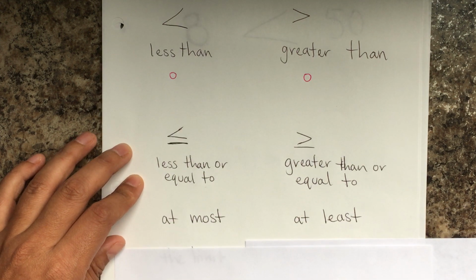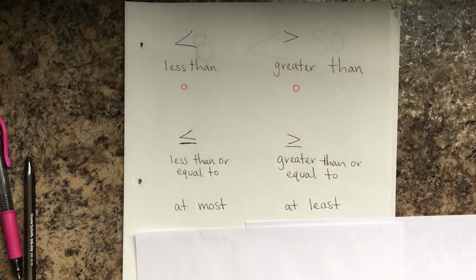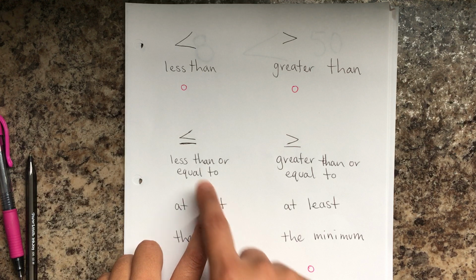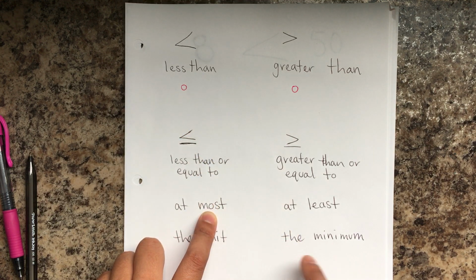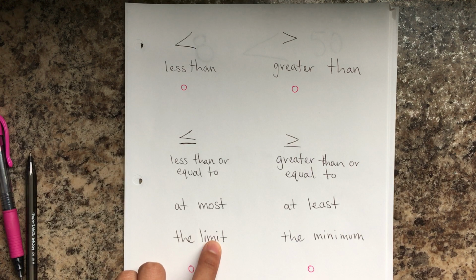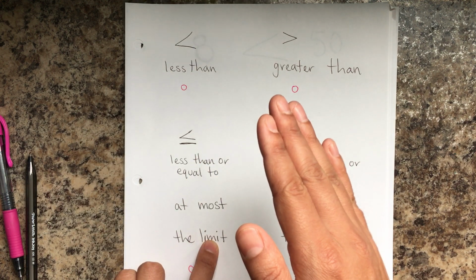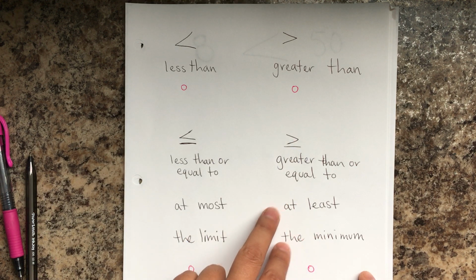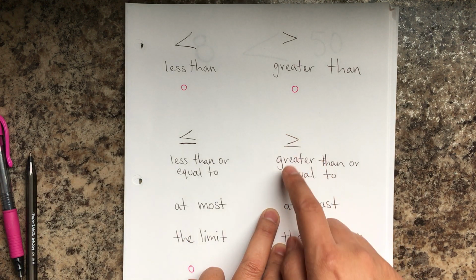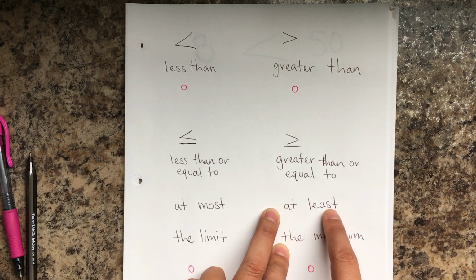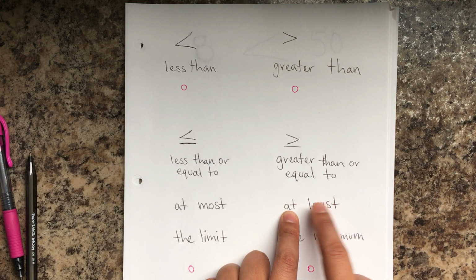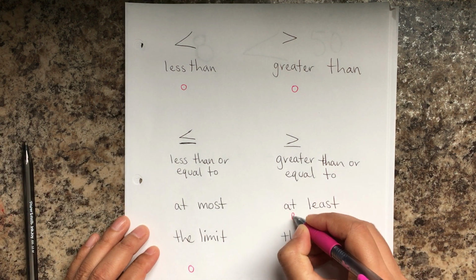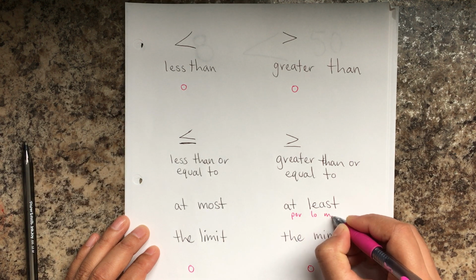Other words to refer to this second symbol is at most. Okay, at most it means less or equal than, or the limit. Okay, the limit is that, so it means less than that. And another phrase for greater than or equal to is at least. At least means por lo menos. Let me write those in here. Por lo menos.